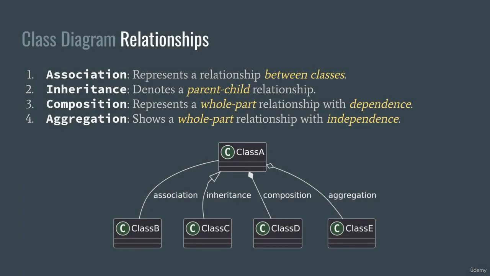In class diagrams, relationships are depicted as follows. Association represents a relationship between classes. Inheritance denotes a parent-child relationship. Composition represents a whole-part relationship with dependence. Finally, aggregation shows a whole-part relationship with independence.